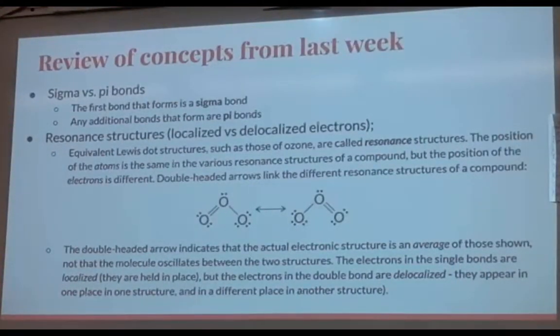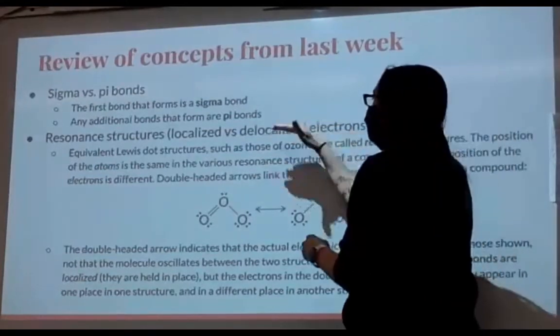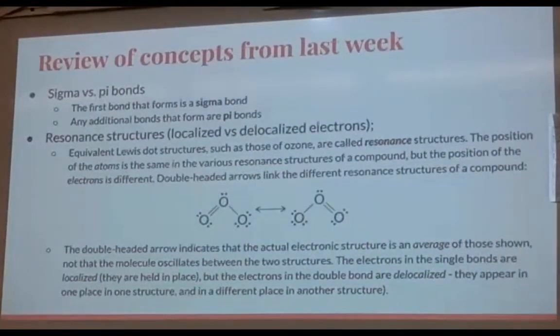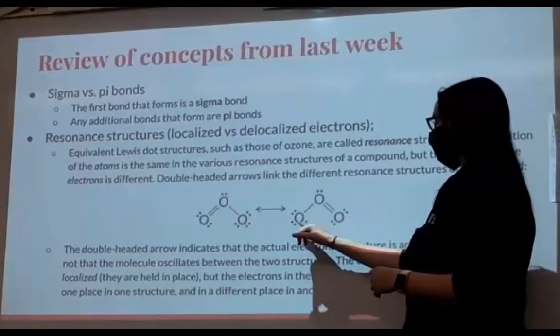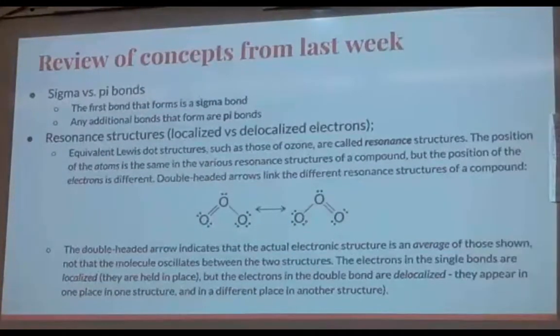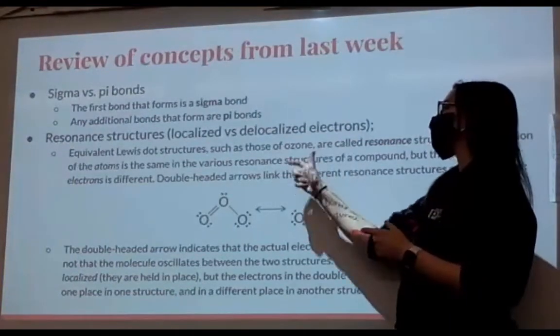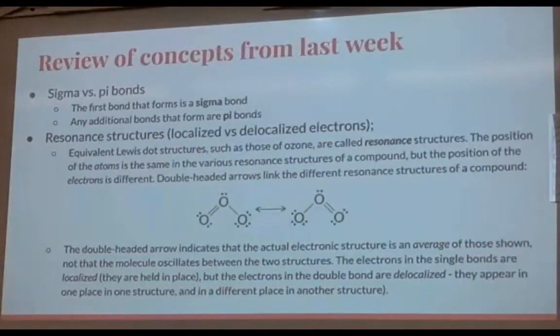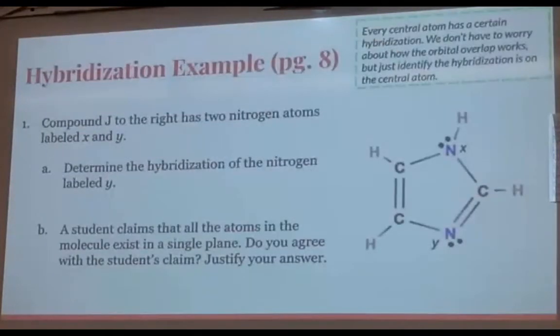So if something ever says delocalized electrons, it's probably talking about resonance structures, because the electrons can move to different places. So within resonance structures, we have both types of electrons. And you'll look at some resonance structures, and I believe there's one resonance structure we're going to be looking at today in the practice as well. So that's looking at localized versus delocalized electrons.